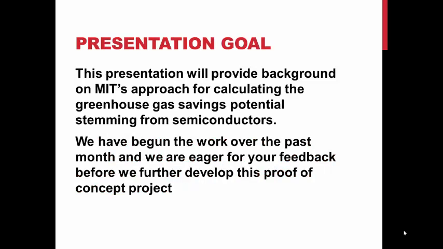I believe you all know the motivation of this work. We were approached by ITRI and TSIA to do a proof of concept to understand the potential greenhouse gas savings from semiconductor technology. And so over the past month, we've assembled our approach and have done some initial calculations that we're eager for your feedback on before we further develop this proof of concept project.